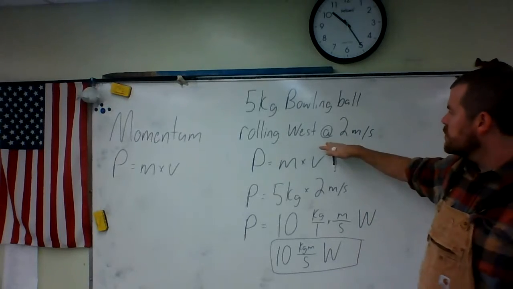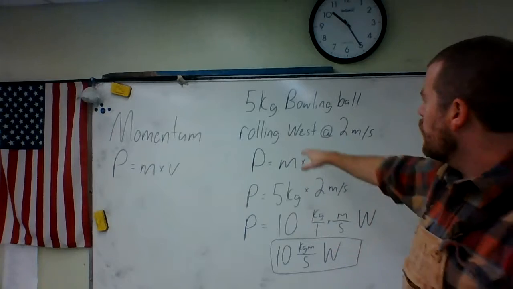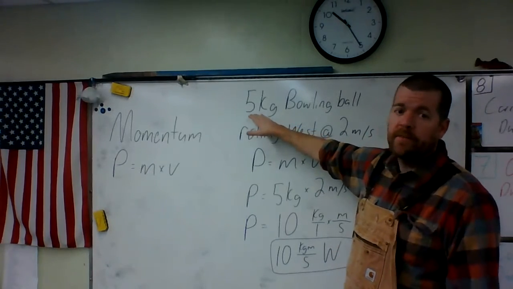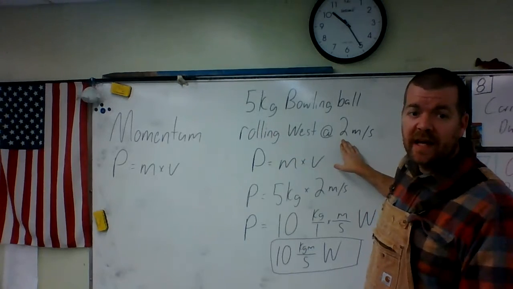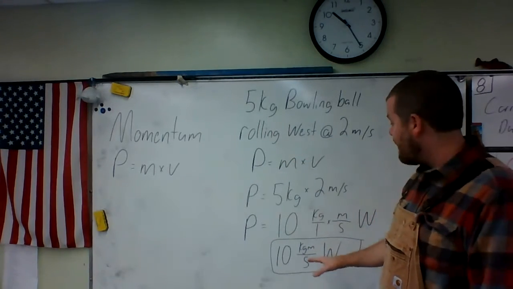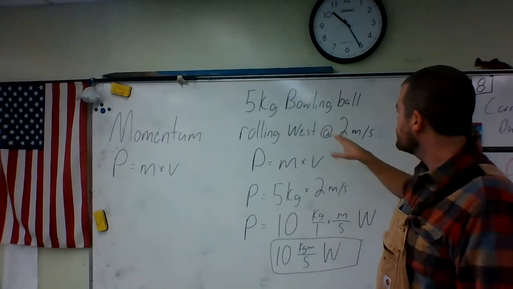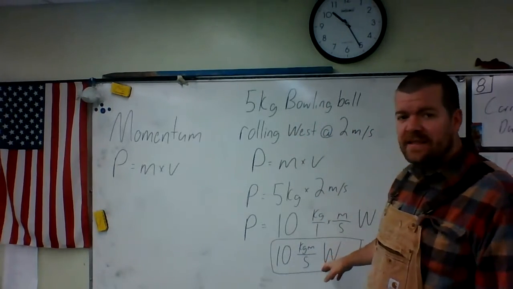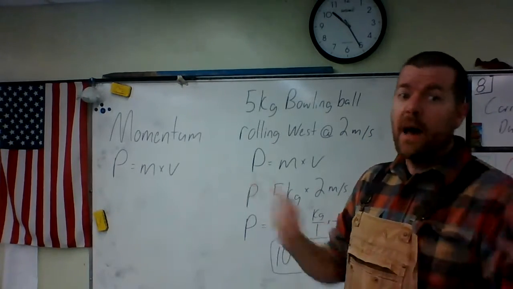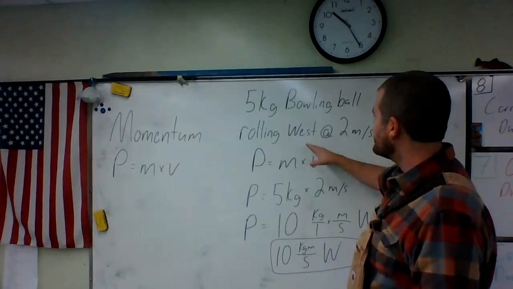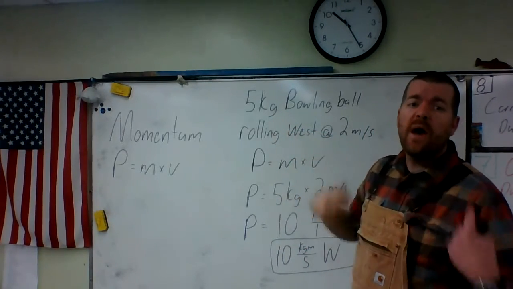Now you can start to do some thinking about what would happen if we changed some of the numbers like velocity. So what if we had a smaller bowling ball, say 2 kilograms, but it was going faster, say 5 meters per second? Well, that object would have an equivalent momentum because 2 times 5 is still 10. So 2 times 5 gets us 10, 5 times 2 gets us 10. So a 2 kilogram bowling ball going faster, say in the opposite direction, would have the exact same momentum as this larger one going slower in the westerly direction.